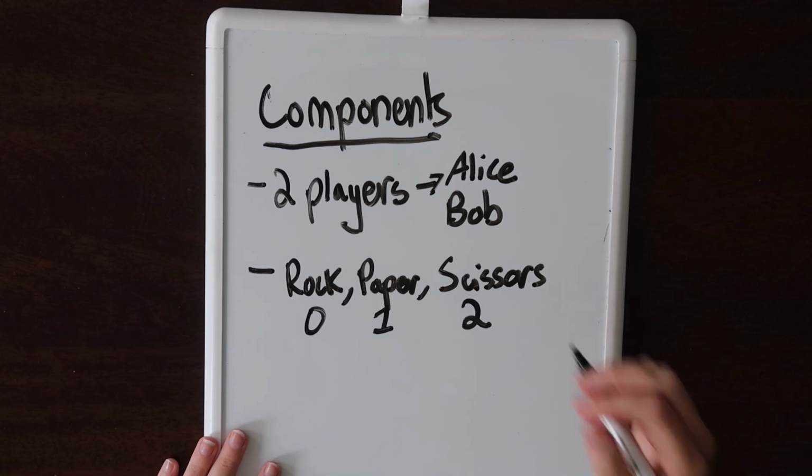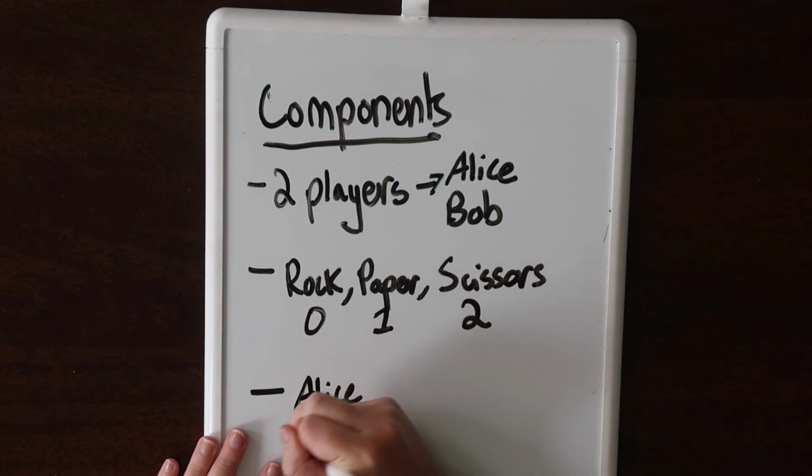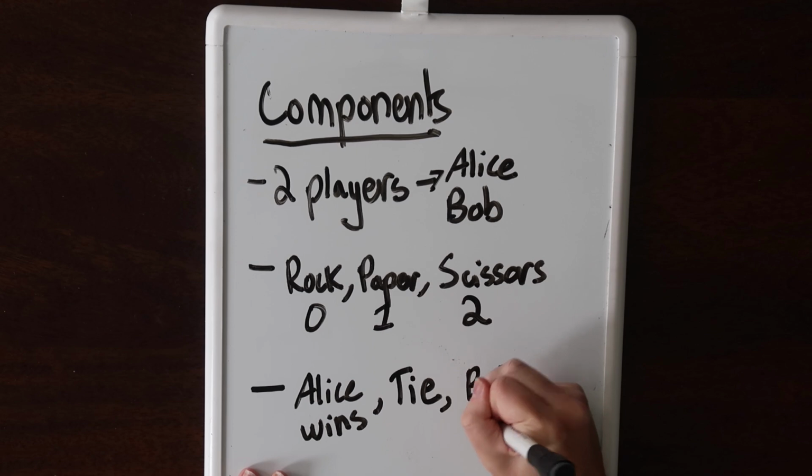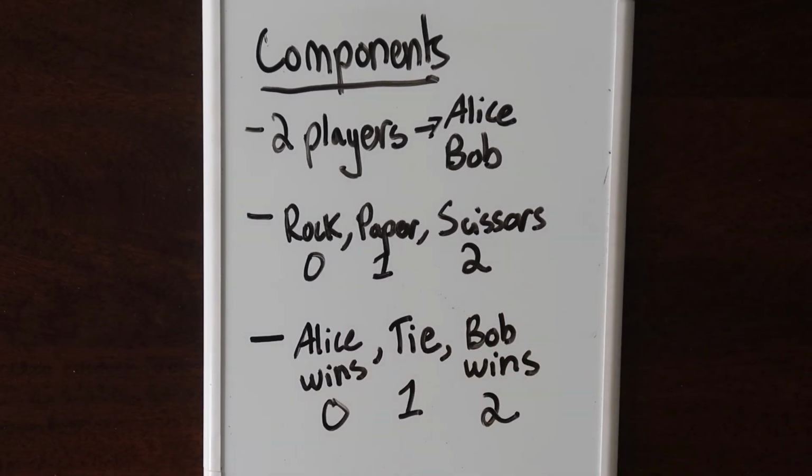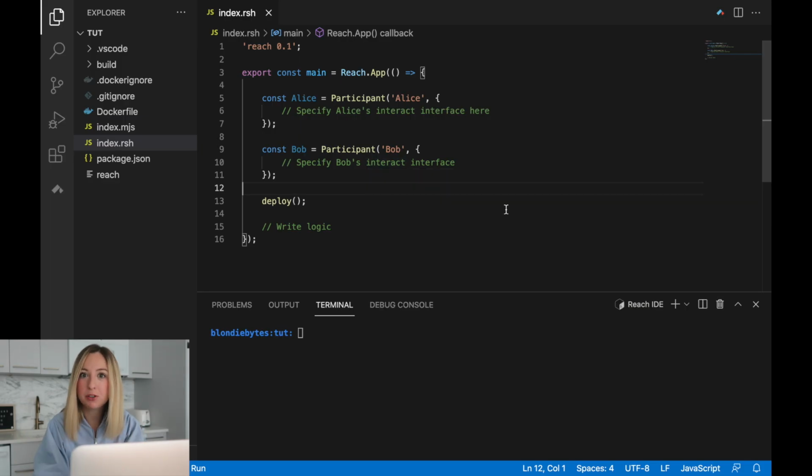There are also three outcomes for the game. Bob wins, there's a draw, or Alice wins. We'll use a similar strategy to represent these outcomes as 0, 1, and 2. The first step we'll take in adding this logic to our Reach code is to specify how Bob and Alice will interact between the front end and the back end. Specifically, we need to add the code that lets Alice and Bob make a move, either rock, paper, or scissors. We'll also need to add code that informs Alice and Bob of the outcome, who won the game.